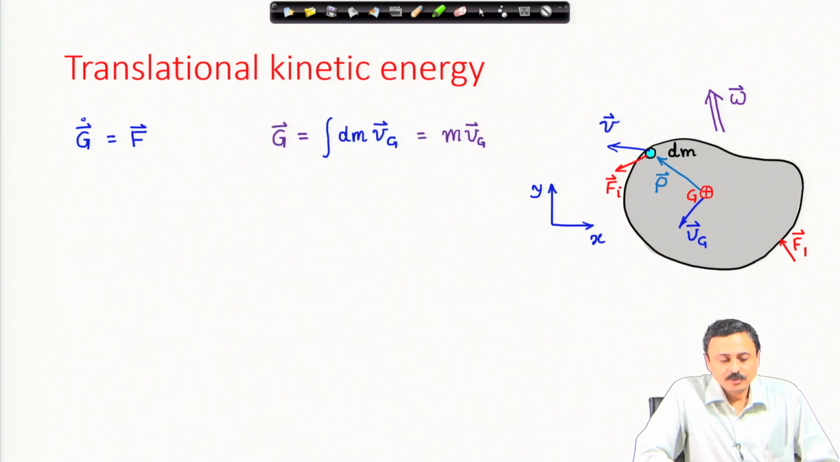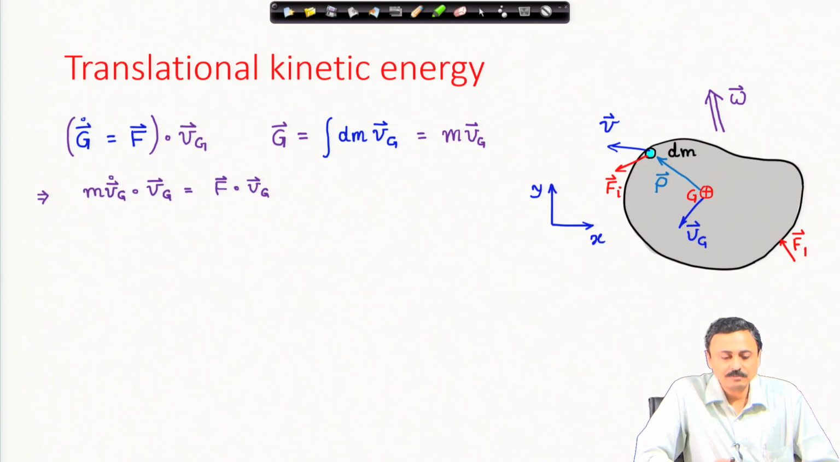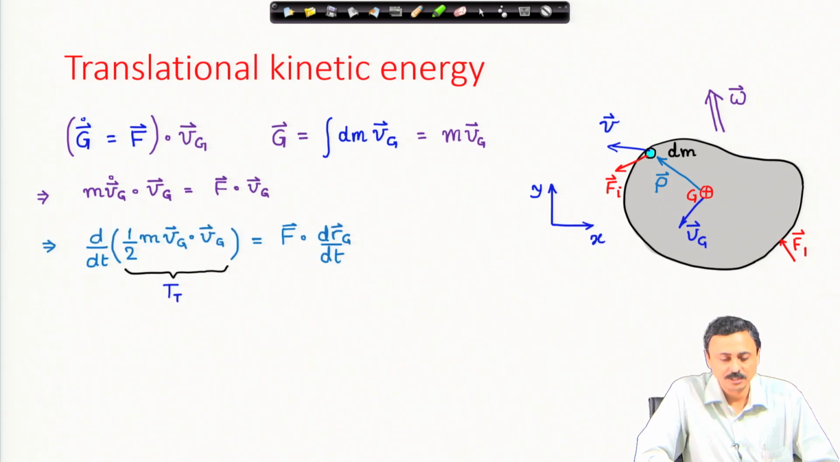Okay. Now, we have the translational dynamics. If I take dot product of this translational dynamics with the velocity of center of mass, then what do you have? On my left hand side, I have mass times acceleration of center of mass dot velocity of center of mass is equal to, on the right hand side, force dot velocity of center of mass. The left hand side can be written as d dt of the translational kinetic energy.